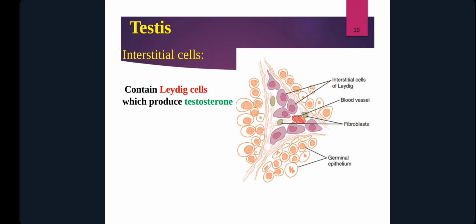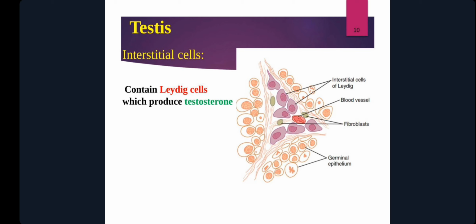So the second type of cell, or in fact the third type of cell inside the testes, is named Leydig cells. My dear friend, Leydig cells are not inside the seminiferous tubules. Leydig cells are named interstitial cells. It means that they are between the seminiferous tubules. Imagine that this is one seminiferous tubule, this is another one, this is the third one. So Leydig cells are in the interstitial space or in the parenchyma.